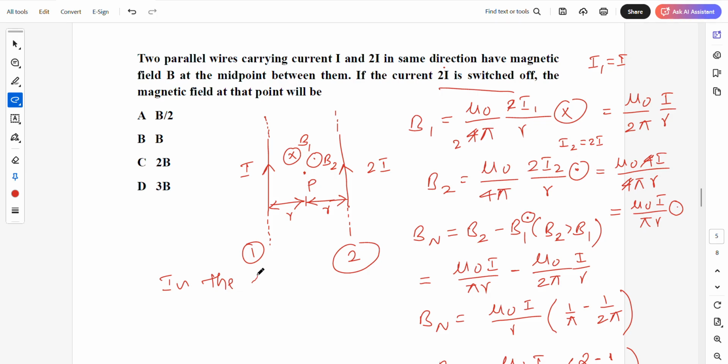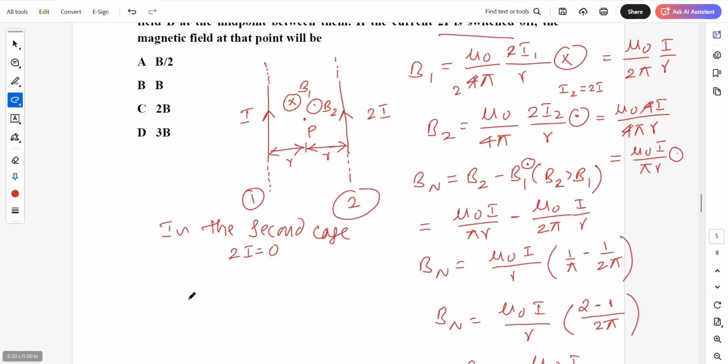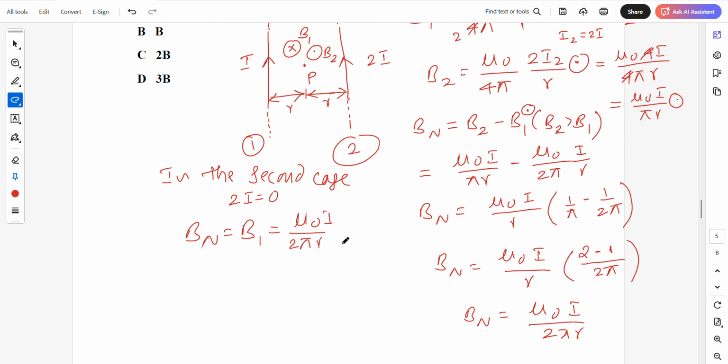In the second case, we are making 2I equal to 0. What happens? B net will be equal to B1 itself. How much was B1? Mu naught by 2 pi r into I. That is the same as this one.